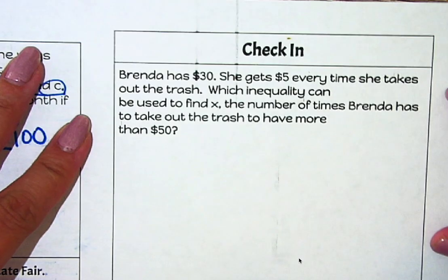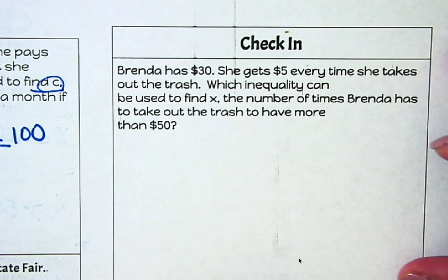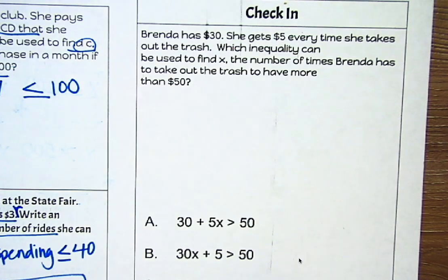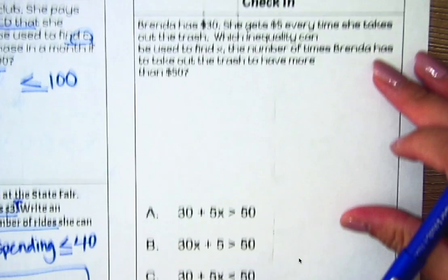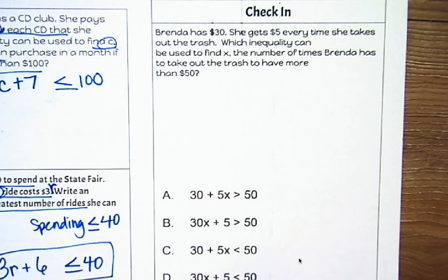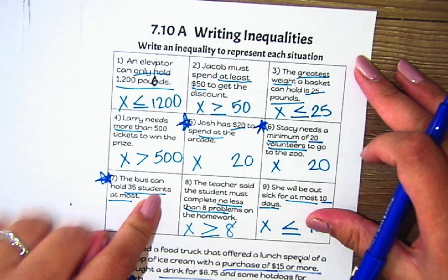Okay? Alright, so I'm just going to go ahead and read the check-in and you're going to finish it. So it says Brenda has $30. She gets $5 every time she takes out the trash. Which inequality can be used to find x, the number of times Brenda has to take out the trash to have more than $50? So this one, as you go through each, you find your total, you find your variable, and you find your one-time fee. You can go ahead and eliminate. When you're finished with this, I want you to come and check in with me so I can check this check-in, and then I could check 5, 6, and 7. Okay?